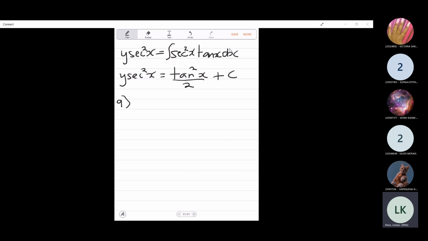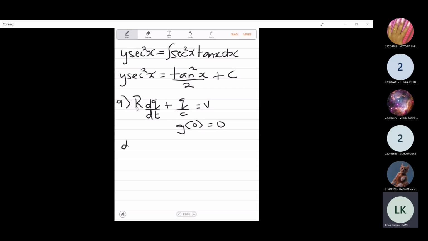Number 9, we have R dq/dt plus q over C is equal to V, and we are told that q of 0 is equal to 0. Okay, so this is not in standard form. We need to divide by capital R on both sides.